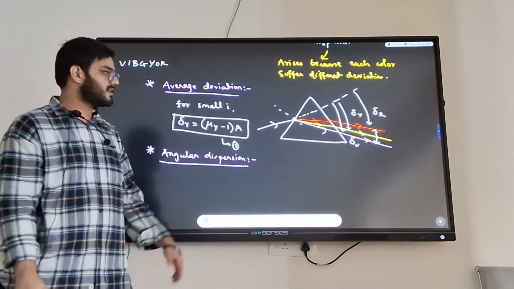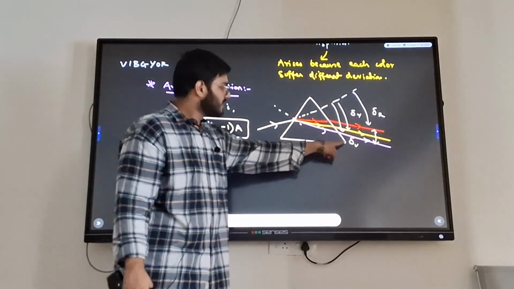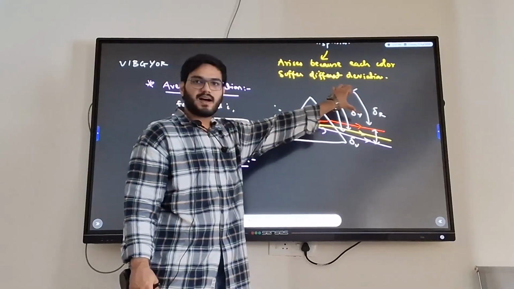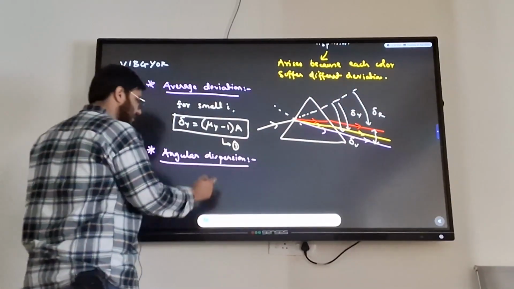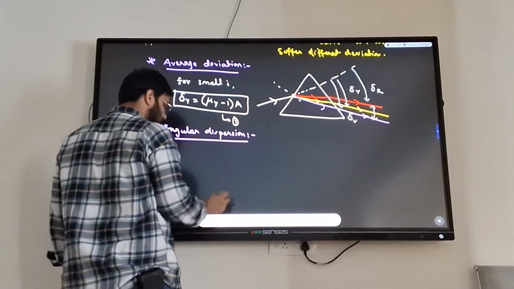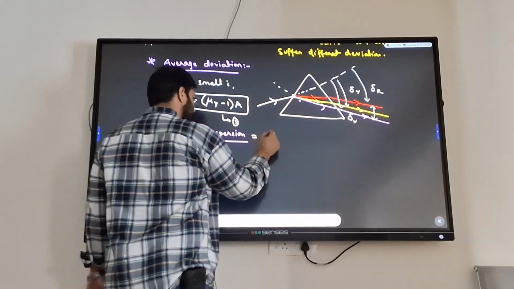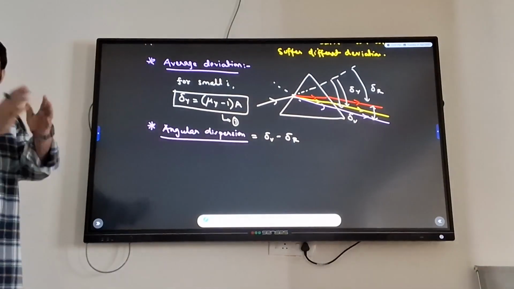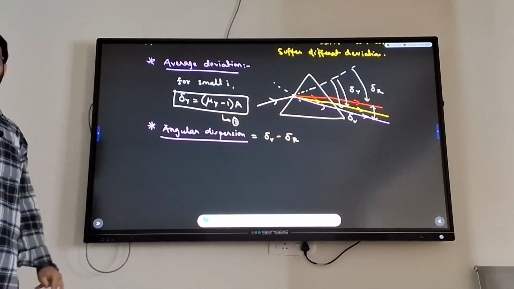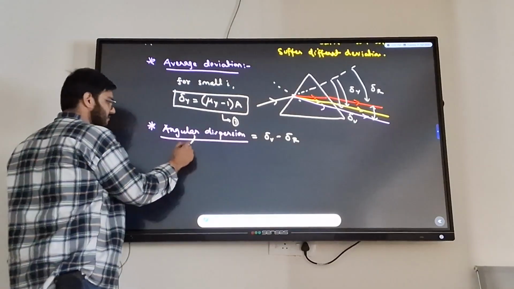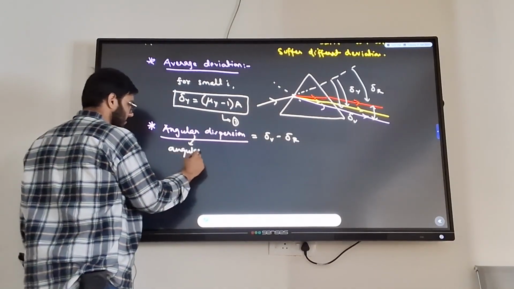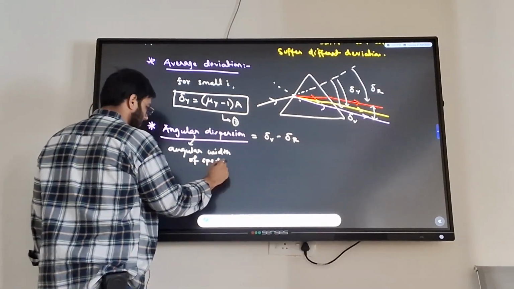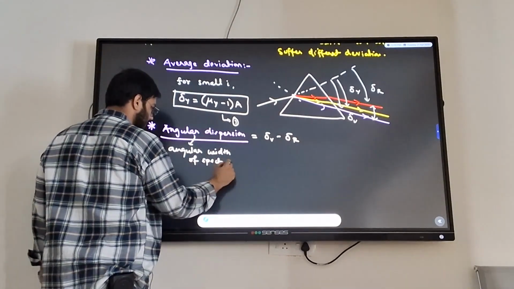And how will I find the angle between the two extreme colors? That's delta V minus delta R. Yes or no? So what is angular dispersion then? That's defined to be delta V minus delta R. Do you understand? That's the angular width of the spectrum. You can even assume it to be the angular width of the spectrum. Okay?